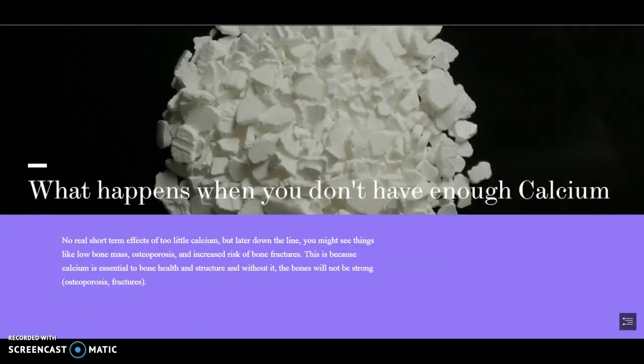So, what happens when you don't have enough calcium? Well, there are no real short-term effects of too little calcium, but later down the line you might see things like low bone mass, osteoporosis, and increased risk of bone fractures. This is because calcium is essential to bone health and structure, and without it, the bones will not be strong enough. So that has effects on osteoporosis and fractures.